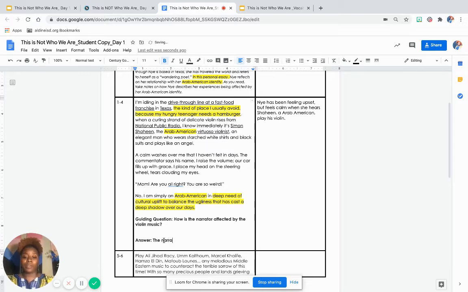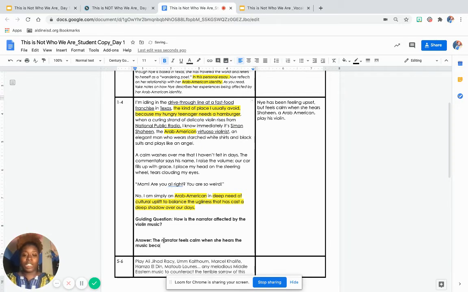The narrator feels calm when she hears the music because she is in need of a cultural uplift. And if you look right up here, I simply got that from the very last portion of the paragraphs.